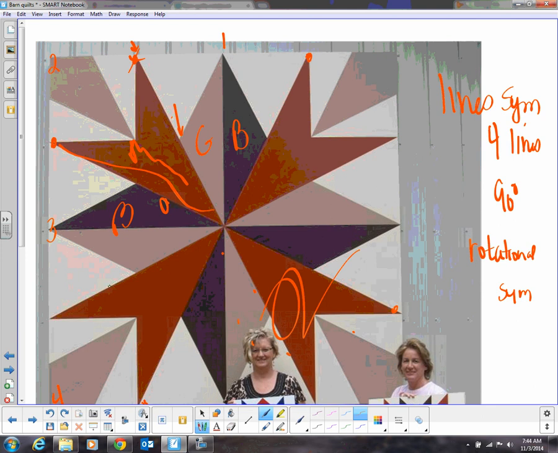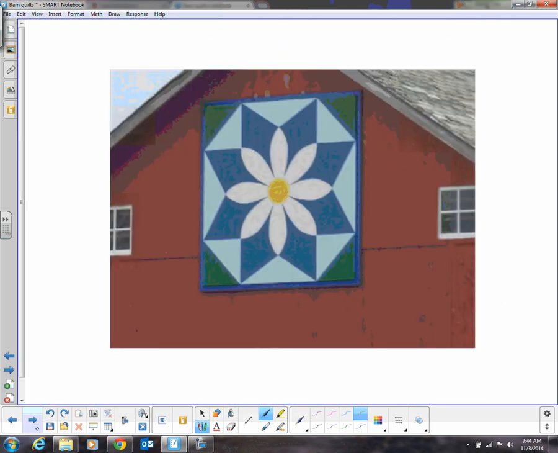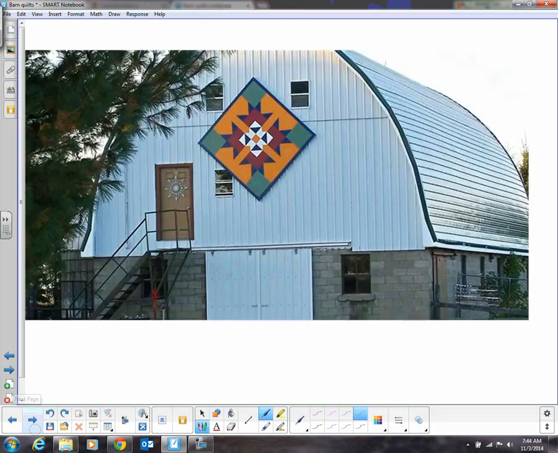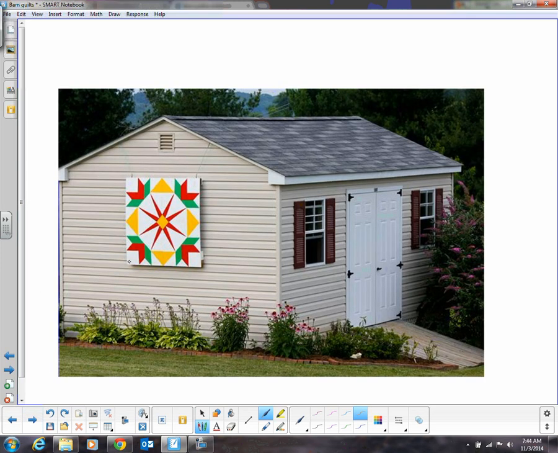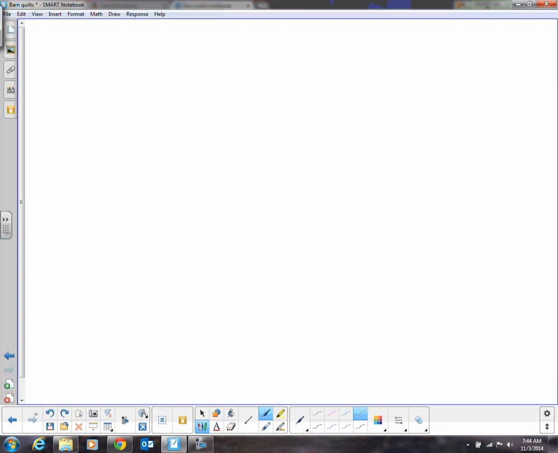Do we still have the rotational? Yes? All right. There's another barn quilt. Make sure that you've got triangles. You've got to have two congruent triangles, and that quilt's actually on a barn. There's another barn. It was just fascinating up in Pennsylvania. Everywhere you traveled, you'd see these on different barns, some on houses. So you're doing a barn quilt for your house. There's another one. I mean, let your imaginations go wild.